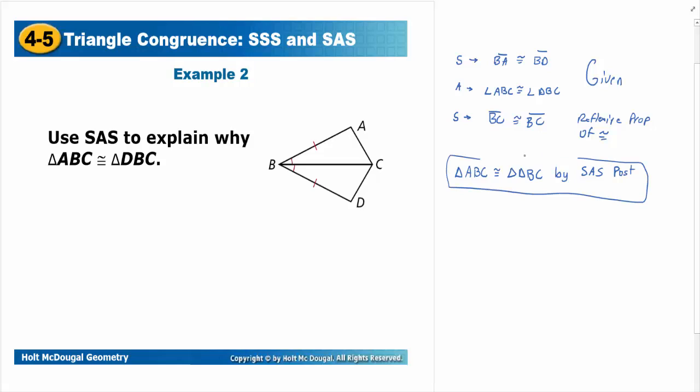Alright, again, this could be a proof or not. It just depends on how they're asking you to do it. It's just use side, angle, side to explain. But this could easily be stated to prove that these triangles are congruent. And these would basically be the steps: given, reflexive property, and your final statement.